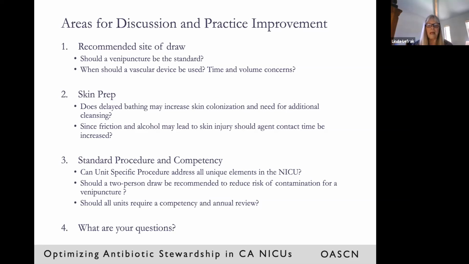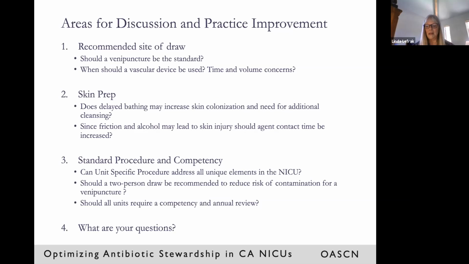And then I do think, even though two-person draw is not addressed in the standard that I talked about today, I think that many of you are aware that if you've got a baby that's moving, having a second individual is going to reduce the risk of contamination during the process.